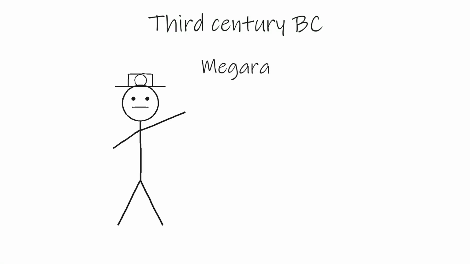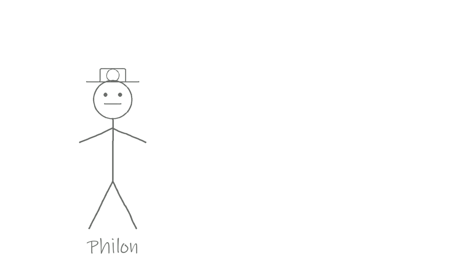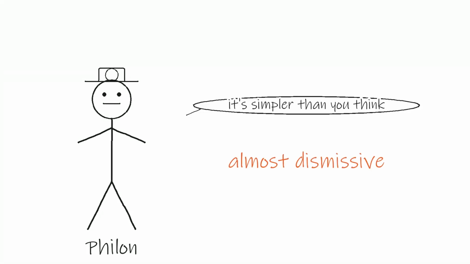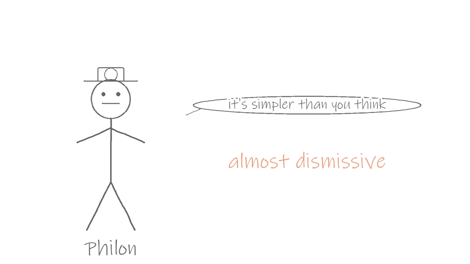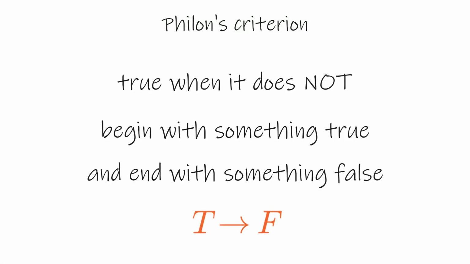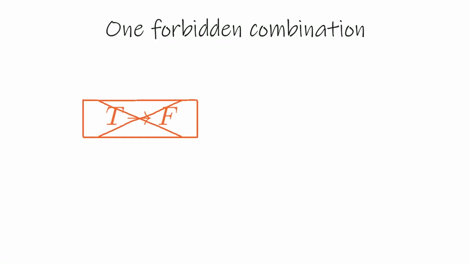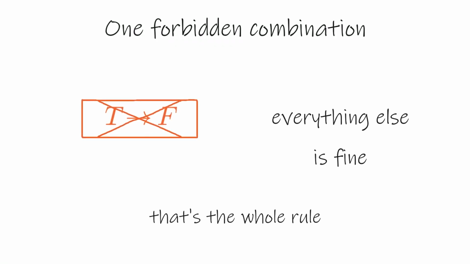3rd century B.C. A school of philosophers in Megara are arguing about the word if. One of them is Philon, and he proposes something almost dismissive. The conditional is true when it does not begin with something true and end with something false. That's the whole criterion, one forbidden combination, every other case fine.